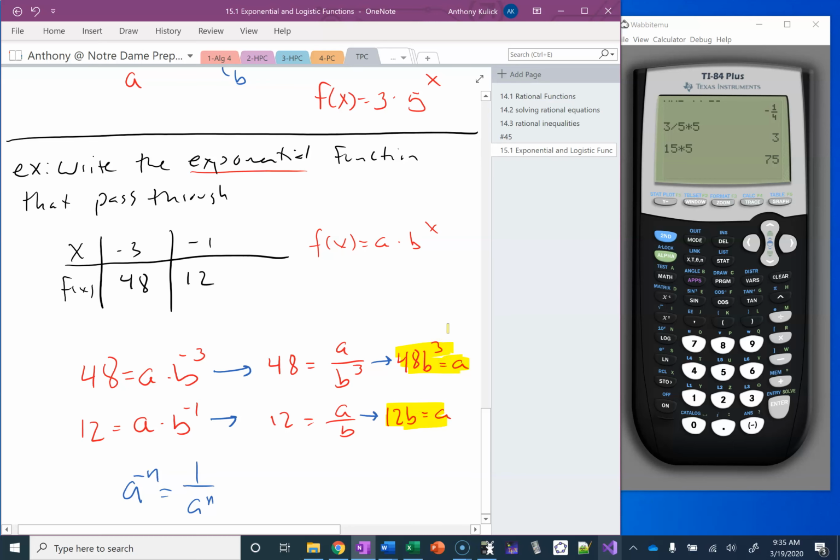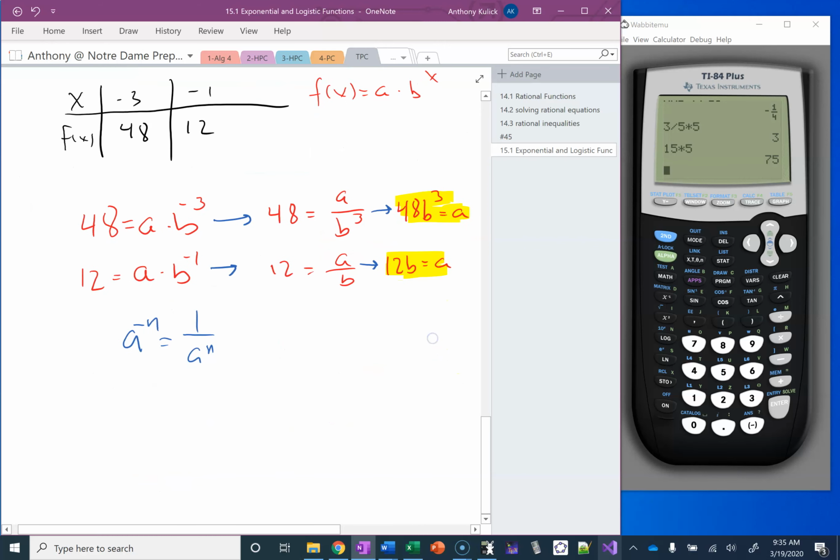So if we look at these two equations, what we've done here is we've isolated a in each equation. Since each of these two equations is equal to a, I can now set them equal to each other, doing like a substitution. So that gives me this. This is a polynomial equation. So to solve this polynomial equation, it has to be equal to 0. So I'm going to subtract the 12b from both sides.